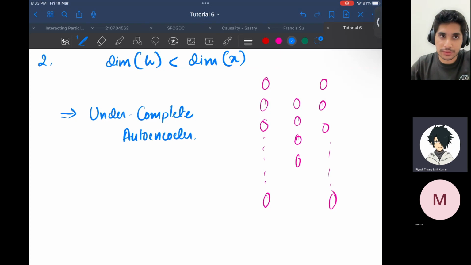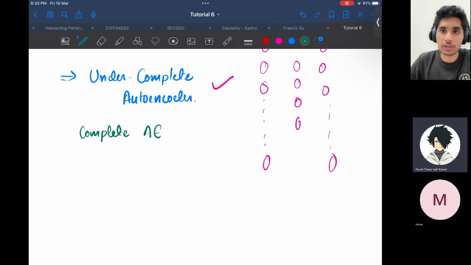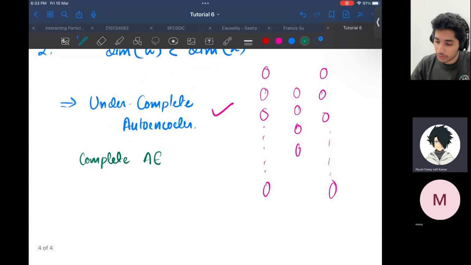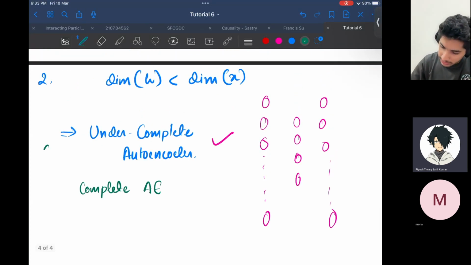So there are other options as well. So this is the correct option, right? For example, we have an option called complete autoencoder. Maybe I will use some other color. So, complete autoencoder. I will use AE for autoencoder, just a short form for my convenience. So what is a complete autoencoder? Let me write it down.